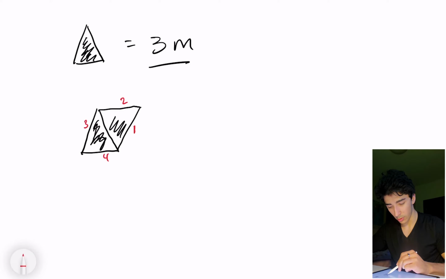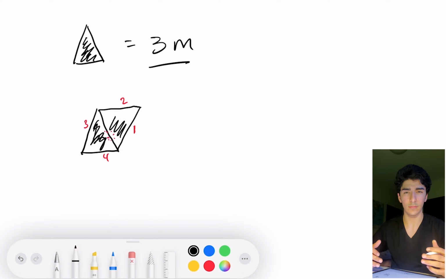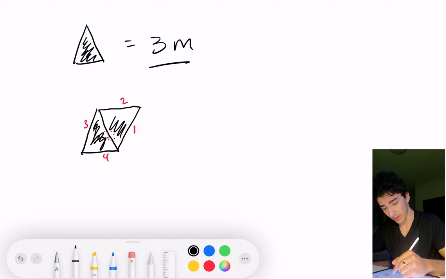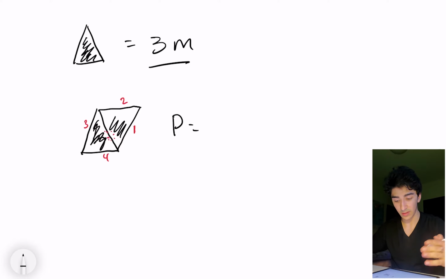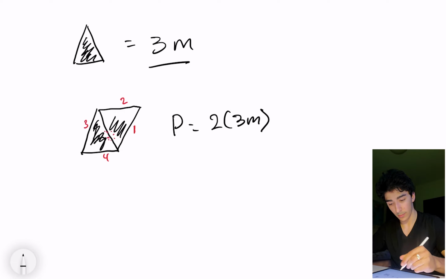However, this side does not need to be covered. This line does not need to be covered. So, what that means for us, if we were to do this mathematically, is that if P stands for perimeter, then we should technically have 2 times 3 meters, right?